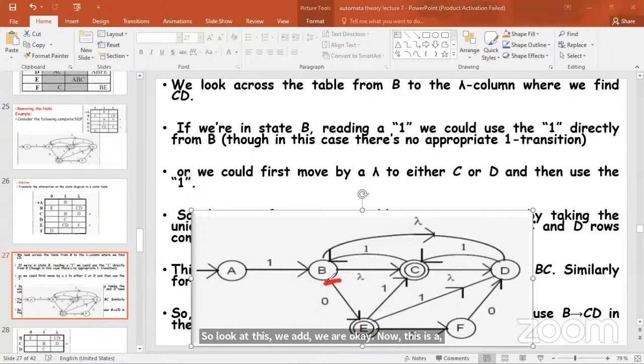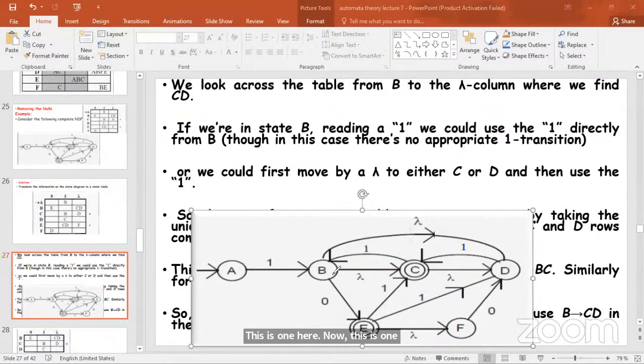This is B. Now you can see there's no way we can read 1 here because there's no arrow leaving it that represents 1. But because it's a non-deterministic automaton, we could use this lambda to jump to C and make use of our 1. This is 1 here now.